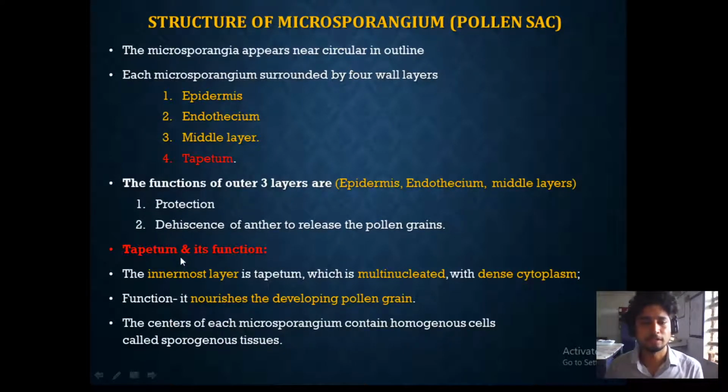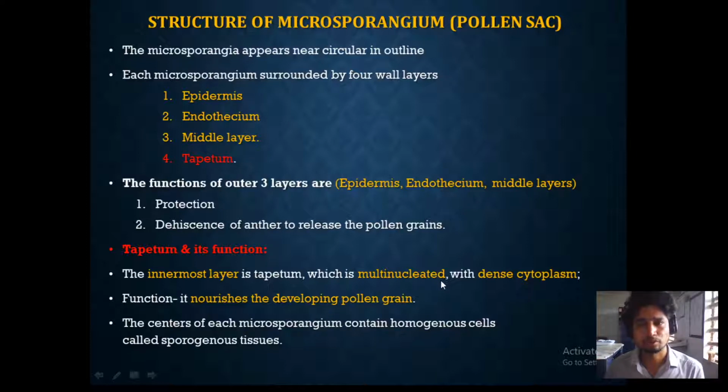The tapetum is the innermost layer, which is multinucleated with a dense cytoplasm. It is very important to note this. When we say multinucleated, each cell has more than 2 nuclei. Why do they have to be multinucleated? Because their purpose is nourishing the pollen grains.